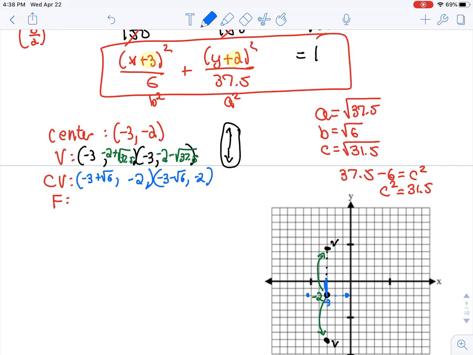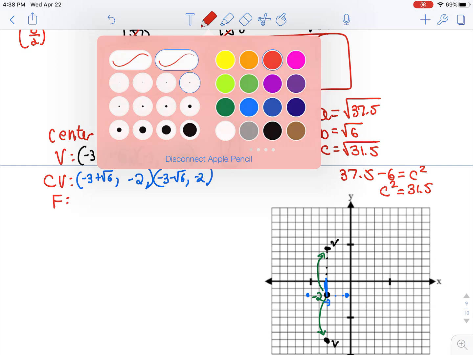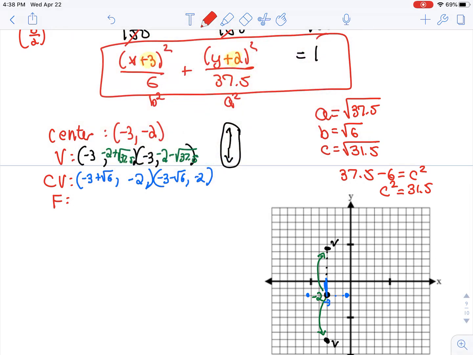For my focal points, remember the focal points will be going up and down just like the vertices. So for my focal points, I'm going to be going up and down about square root 31.5, which is about 5.6. So I'll go up 1, 2, 3, 4, 5.6 and down 1, 2, 3, 4, 5.6. And those are my focal points.